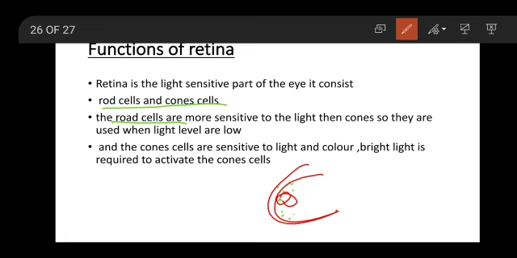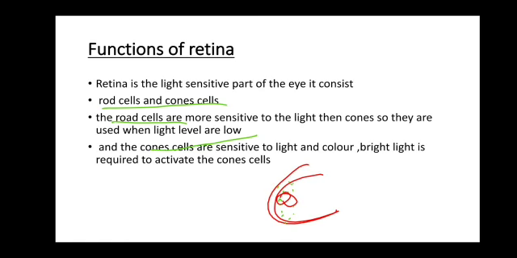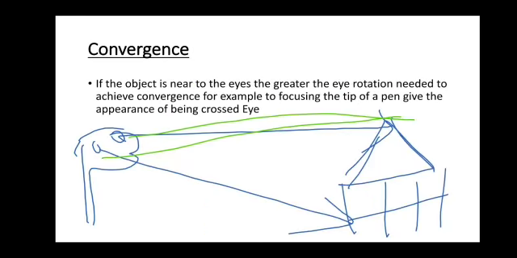Rod cells are more sensitive to light and work in dark or low light. Cone cells are also sensitive to light, but not as much as rod cells, and these are sensitive to bright light. When you go into bright light, your cone cells are active. When you go into dim light, your rod cells are active. So this is the function of the retina. This is all about the anatomy and physiology of the eye. I hope you are understanding the lecture, and thank you.